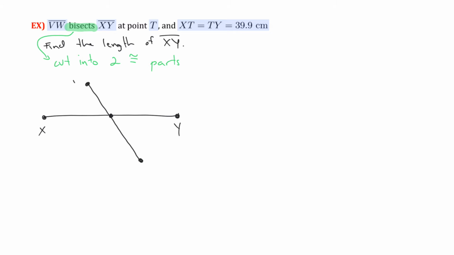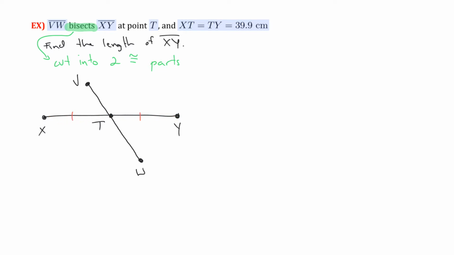Segment XY. So here is segment VW. Now, one last thing to label is that this segment VW bisects or cuts segment XY at point T. So at the point where we're doing the cutting, we need to go ahead and label that point T. All right, last but not least, we want to add in our congruent marks to remind us which parts are congruent, which segment is the one that got bisected.